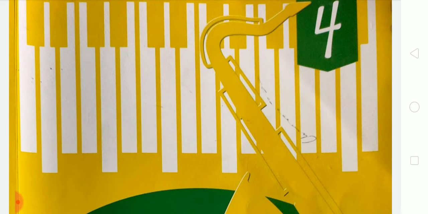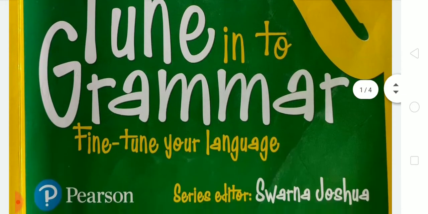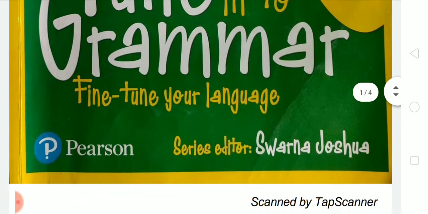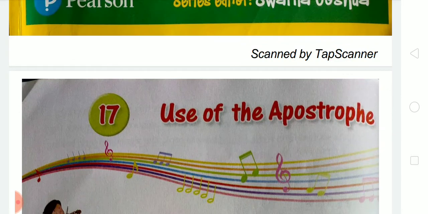Student, this is your subject teacher of English, and today I'm going to explain a new chapter to you. It is chapter number 17, which is given in your English grammar book. The title of this chapter is Use of the Apostrophe. Today we're going to learn about the uses of apostrophe. So, let's read about it.